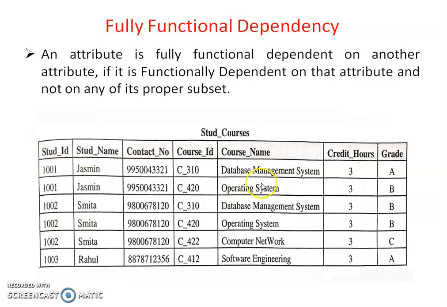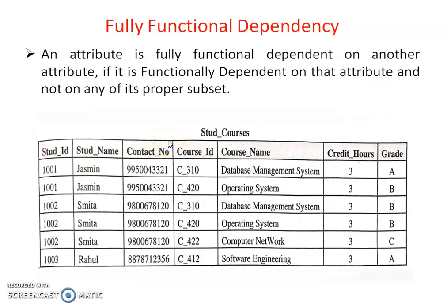Now see in this example, the attribute grade is fully functionally dependent on the primary key, which is student ID and course ID. Why? Because both parts of the primary key are needed to determine the grade.